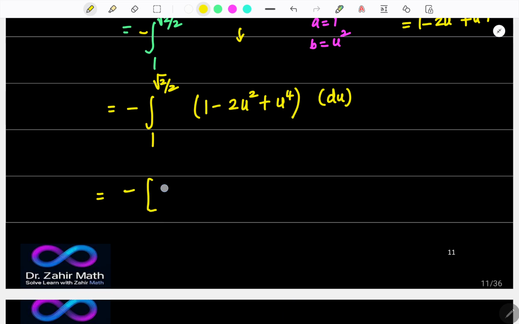Minus bracket open, integration of 1 is u, minus 2u square is 2u cube divided by 3, right? And then plus u power 5 divided by 5, okay? The limits are 1 and square root of 2 by 2. Slowly put it in the calculator, slowly. Usually with root 2 by 2, you always make mistakes in the brackets.